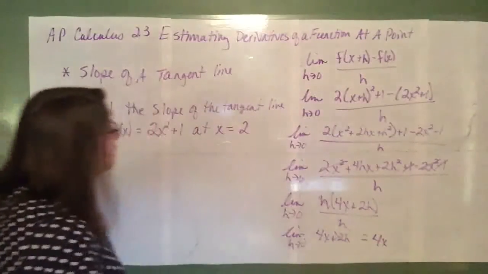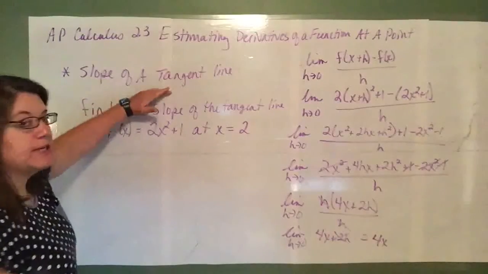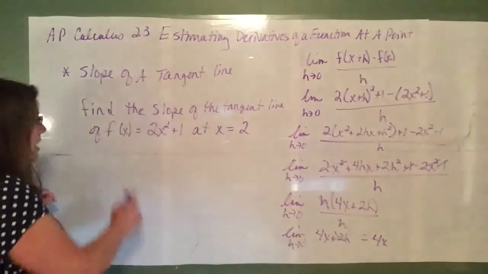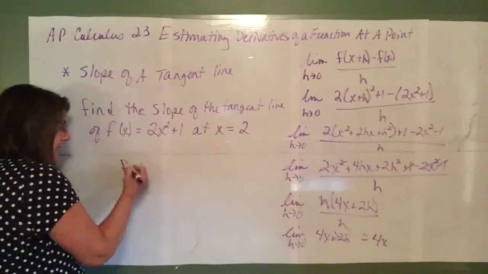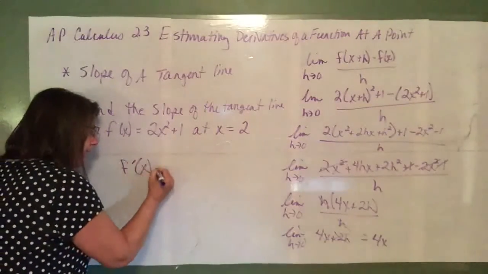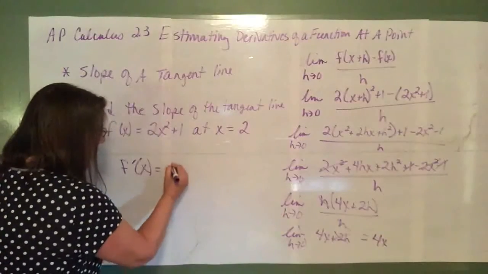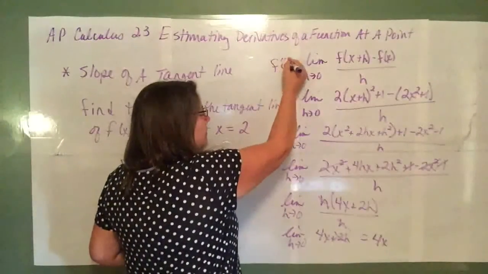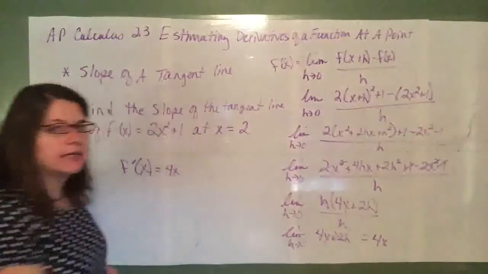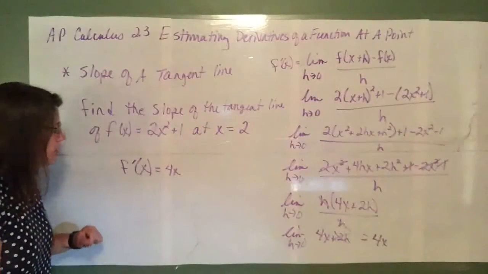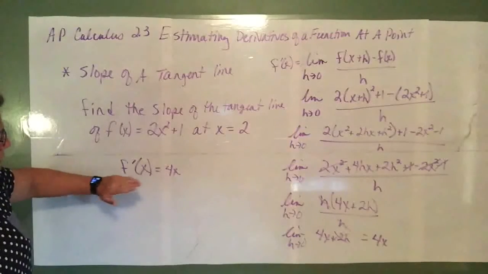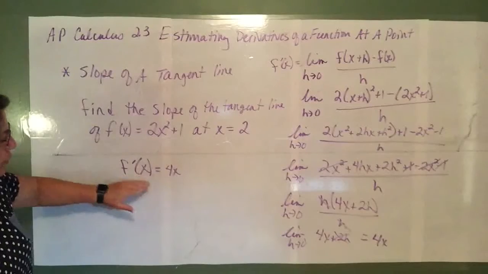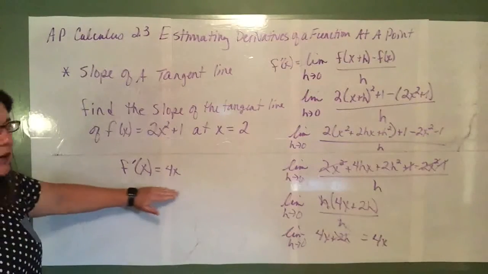So they ask us to find the slope of the tangent line, which means we have to find the derivative of the f function. The notation for the derivative of that f function is f prime of x, and we just found that to be 4x. Okay? I could say f prime of x equals all of that. That's what that means. That's the notation. So the derivative of 2x squared plus 1 is 4x. So this is f prime of x, the derivative of the f function.